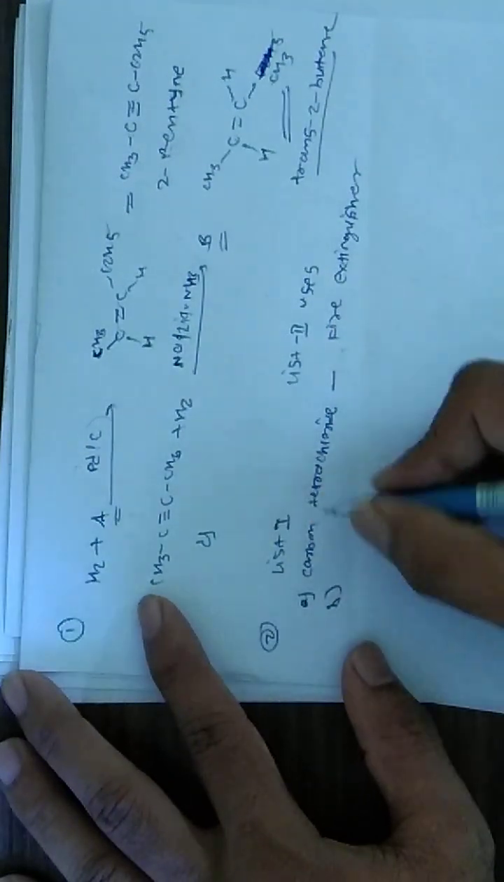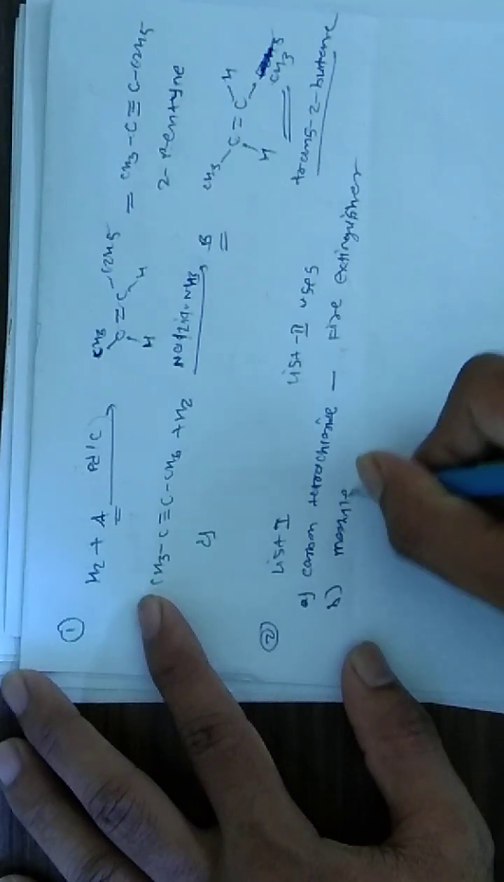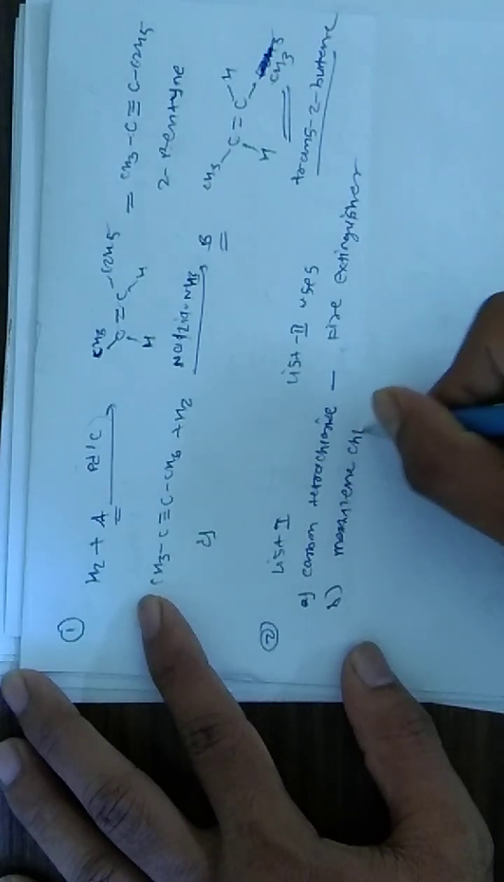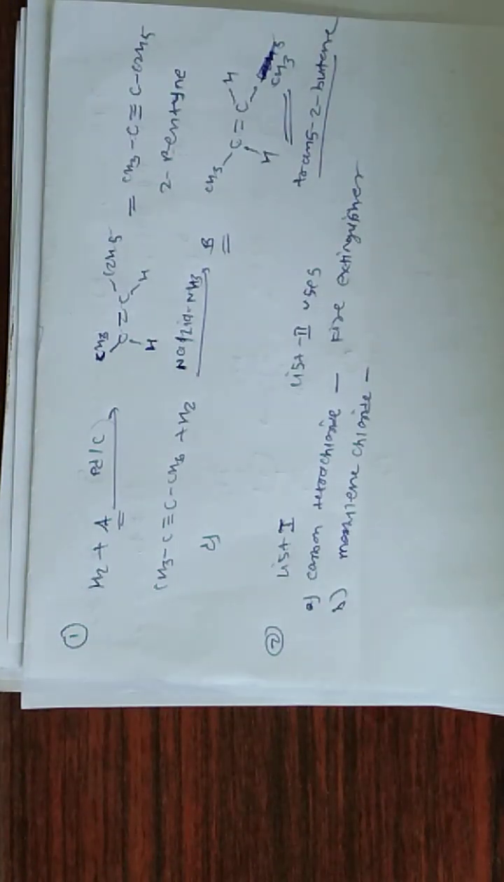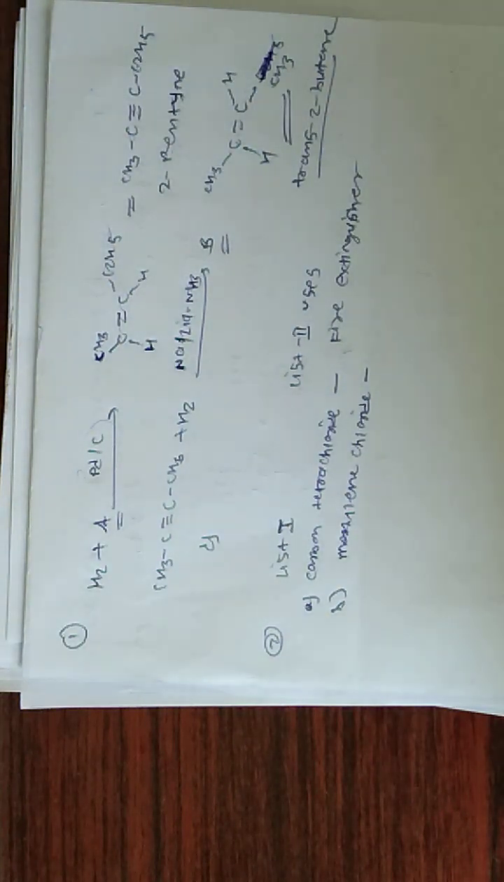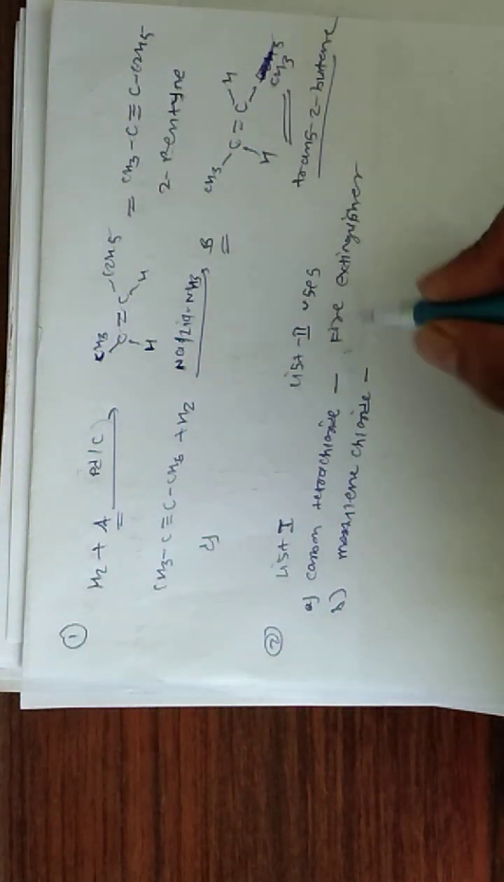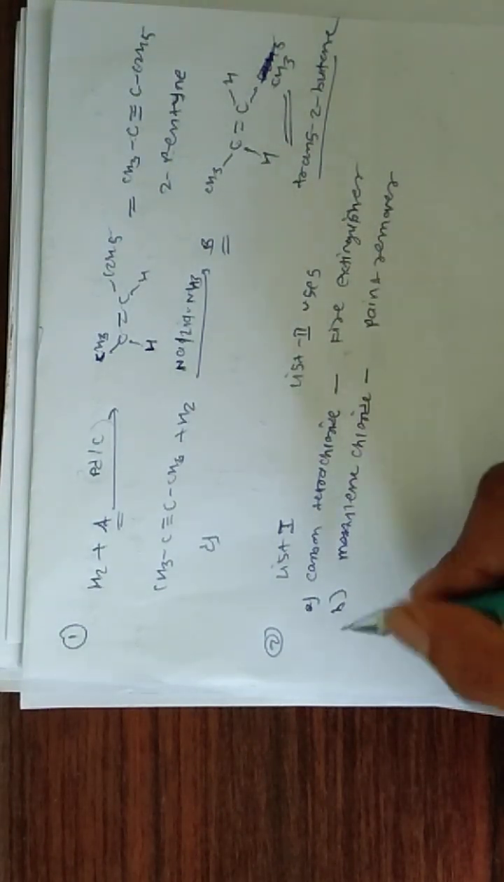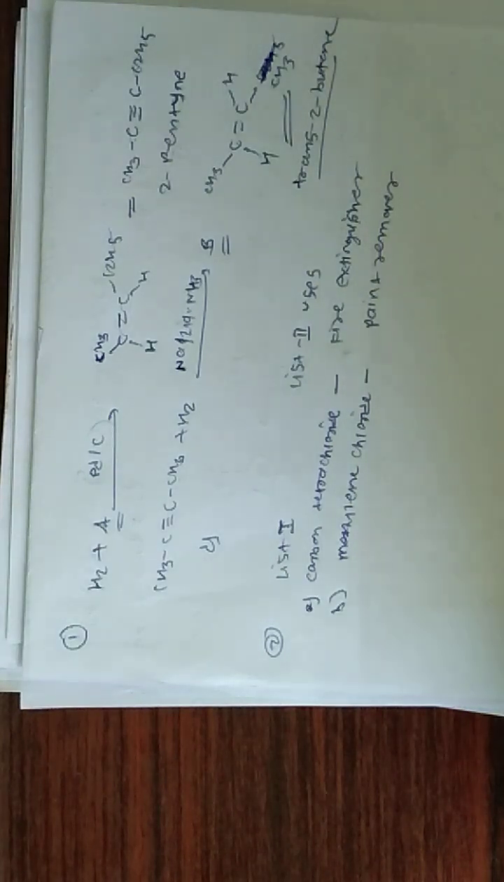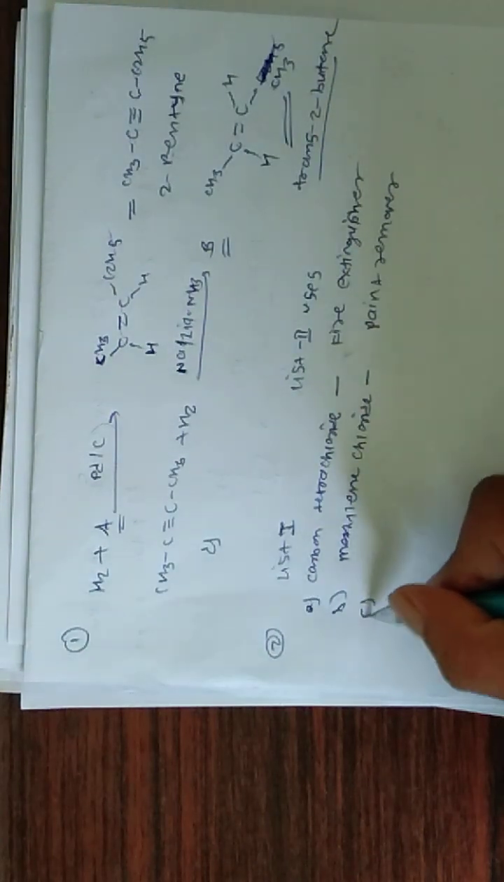Next is methylene chloride. See here, if you have studied this question then you can answer it, otherwise you can't give the answer. So here, methylene chloride is used as a paint remover. This comes directly from the NCERT book. If you have read it, then you can directly answer that question.